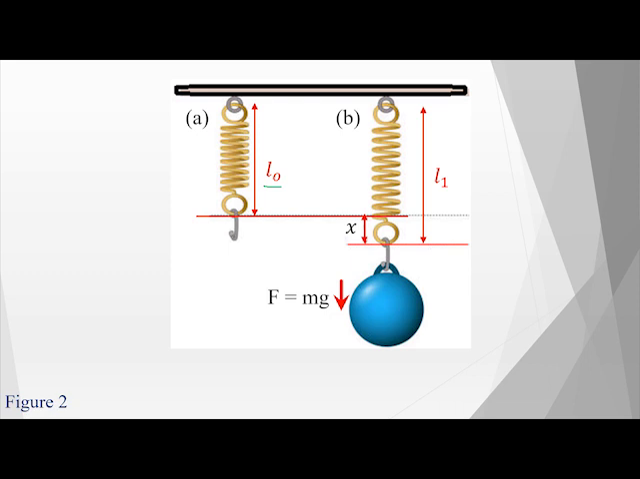which has already led to an increase in its length. And to calculate that increase, we call it extension. Our extension x is equal to the difference between the new length and the original length. According to Hooke's law, force is equal to constant times the extension.